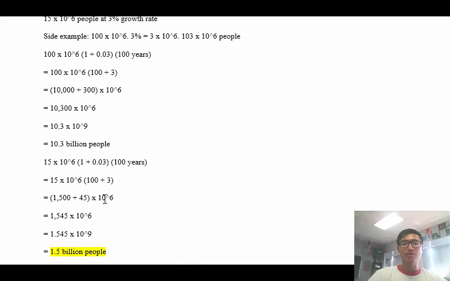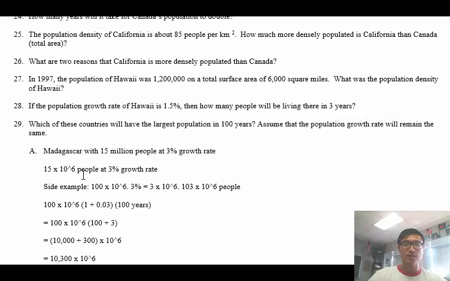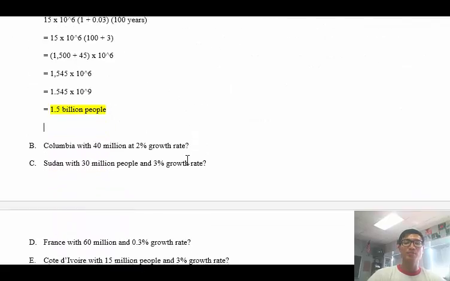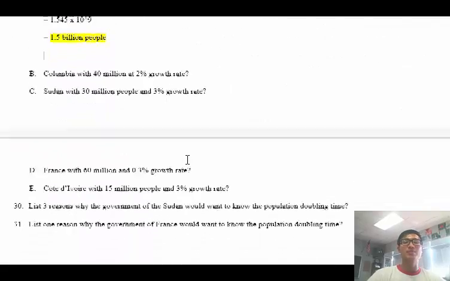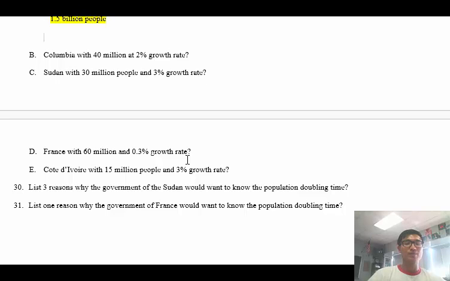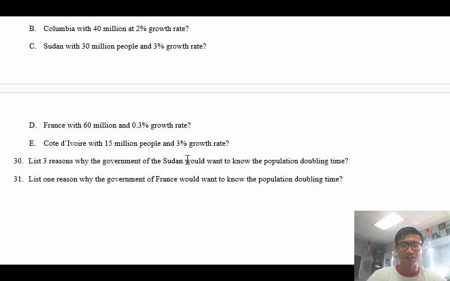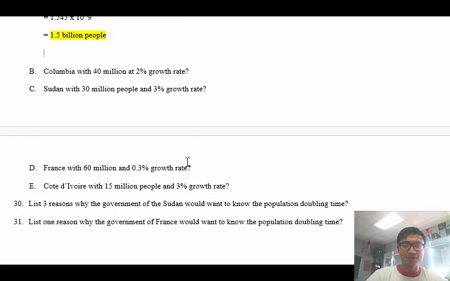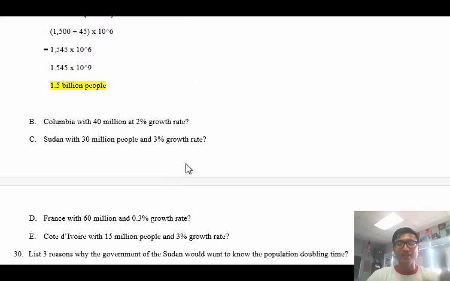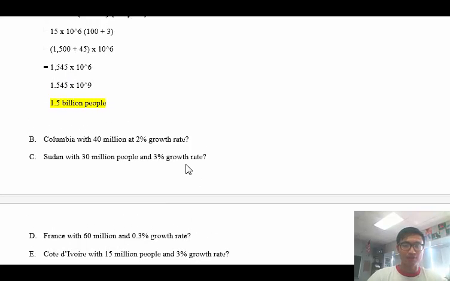Okay? Now, if we go back to the original question, it's trying to figure out which of these countries will have the largest. So is it going to be A, Madagascar? Is it going to be B, Colombia? Is it going to be C, Sudan? Is it going to be D, France? Or is it going to be E, Ivory Coast? I don't know why they have it in French. Ivory Coast. Okay? So these 5 countries, which one is going to have the largest population after a century?